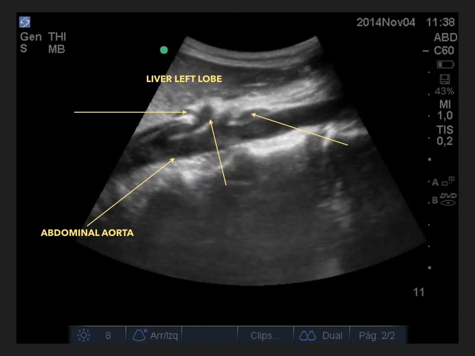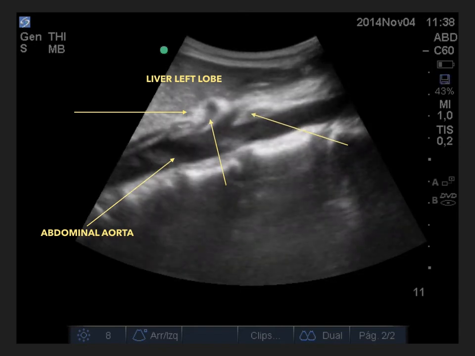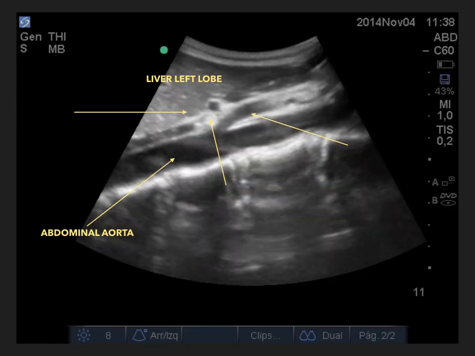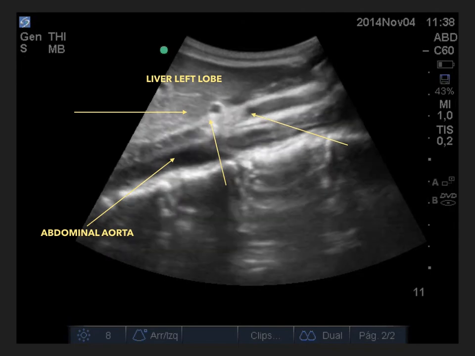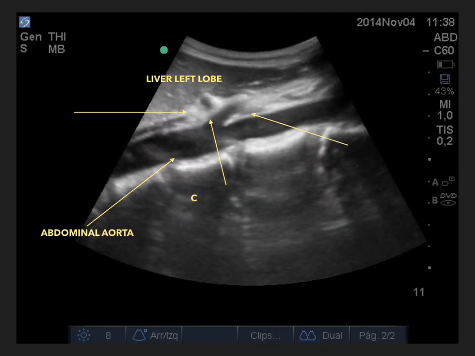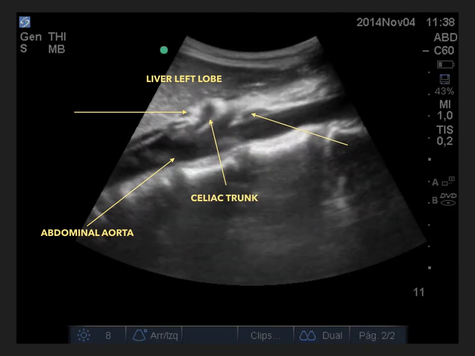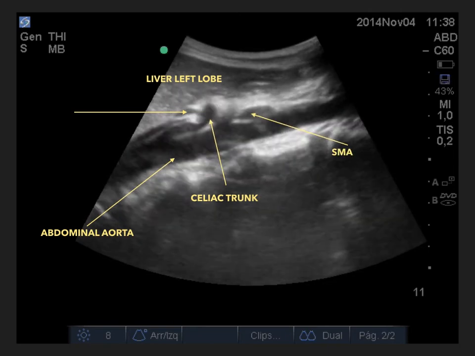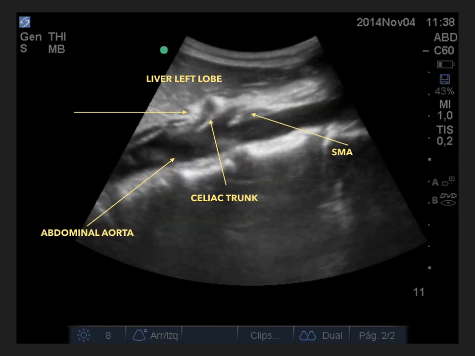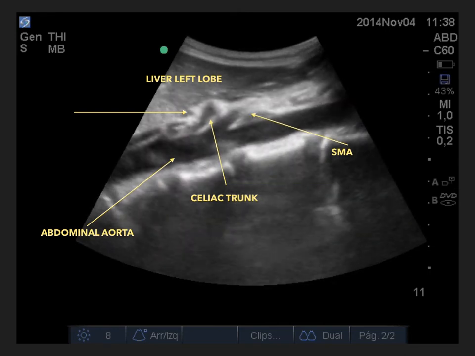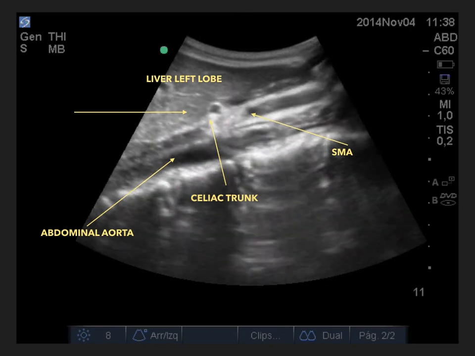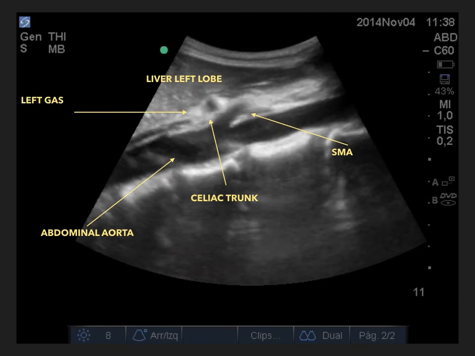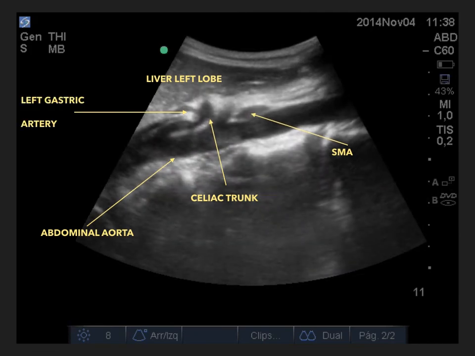So the abdominal aorta: the more left is the more superior. Celiac trunk with a small branch pointing towards the patient's head, which is the left gastric artery. The second is the superior mesenteric artery, which is going parallel to the aorta, and the left gastric artery again.